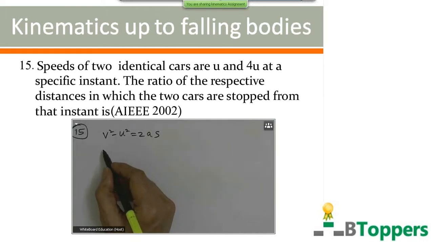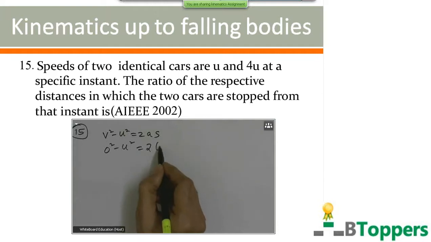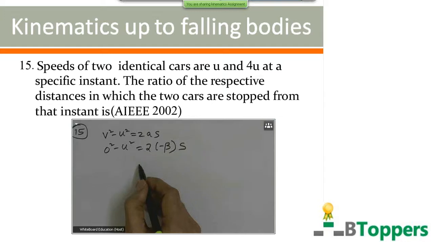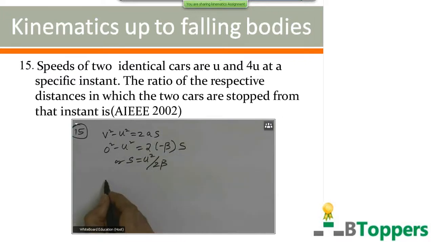the body is stopped with retardation. The final velocity v can be taken as 0. Let us denote the retardation by beta. So the acceleration can be written as minus beta. So distance traveled before coming to rest with uniform retardation will be equal to u square by 2 beta. Here beta is the retardation. Both the cars are identical, therefore you may assume that the retardation produced in each car is the same.